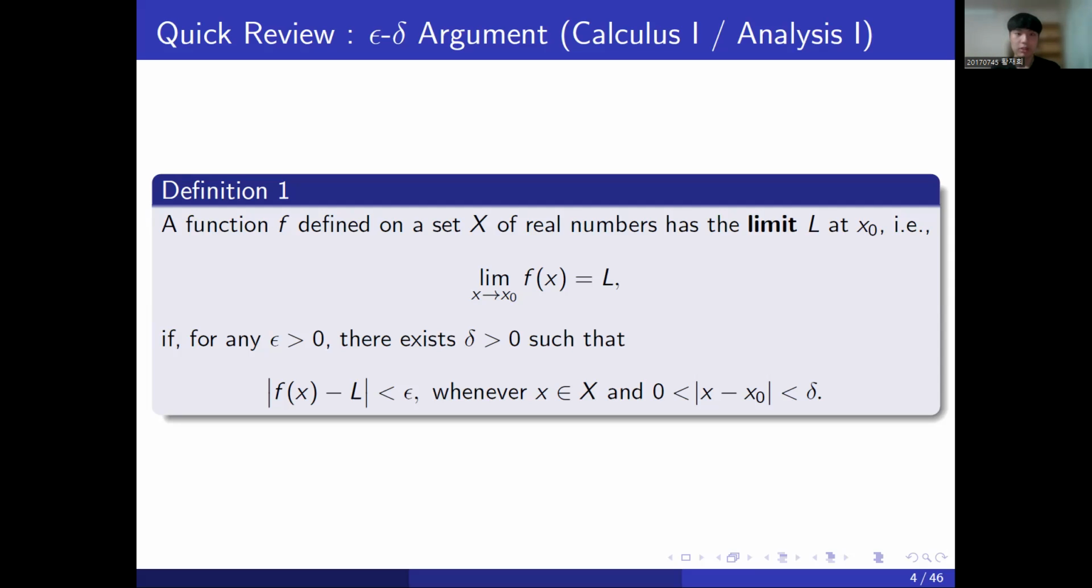A function f defined on a set X of real numbers has the limit L at x0. In other words, the limit as x goes to x0 of f(x) equals L, if for any positive epsilon, there exists a corresponding delta from epsilon, such that the absolute value of f(x) minus L is less than epsilon whenever x is in X and the absolute value of x minus x0 is less than delta. The main part is this, as you know well. It means there exists delta corresponding to any positive epsilon.